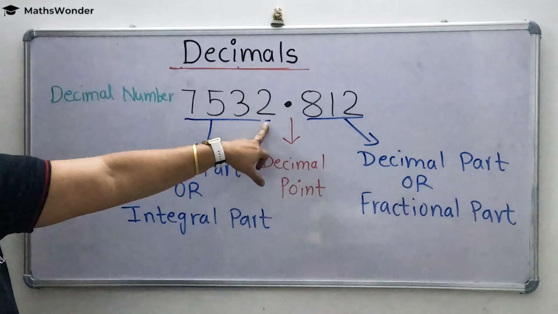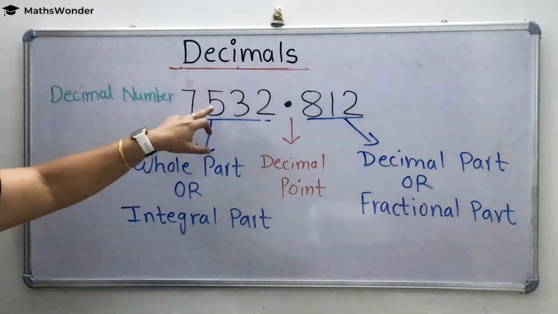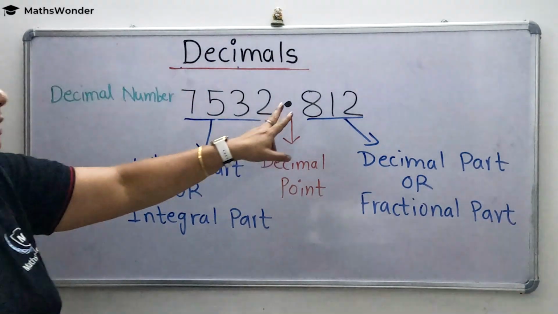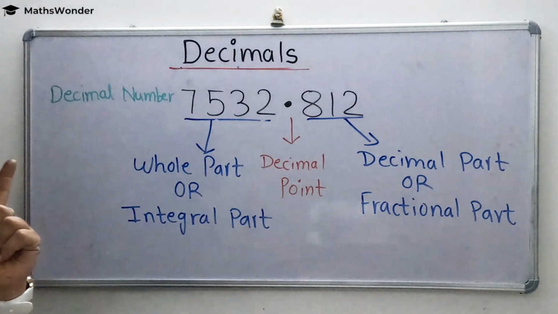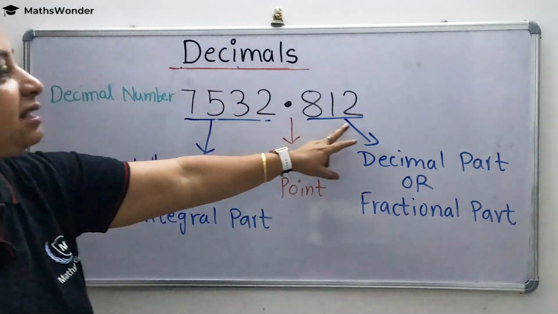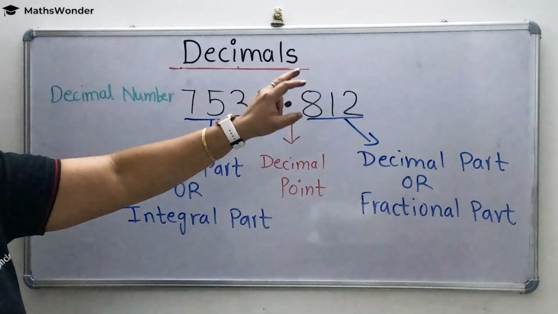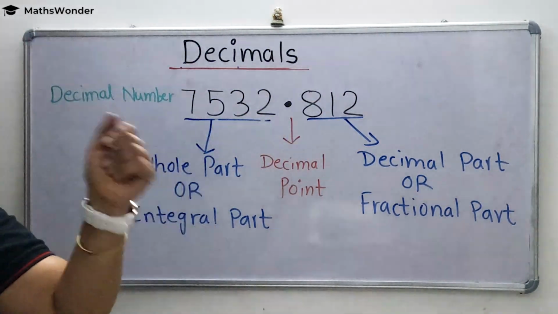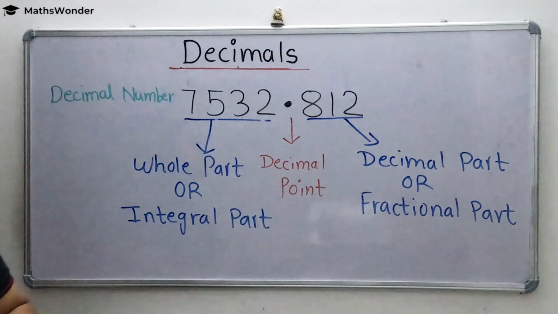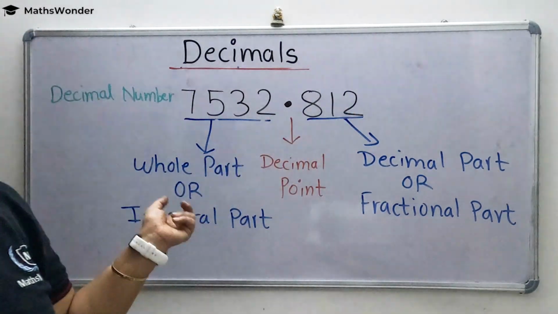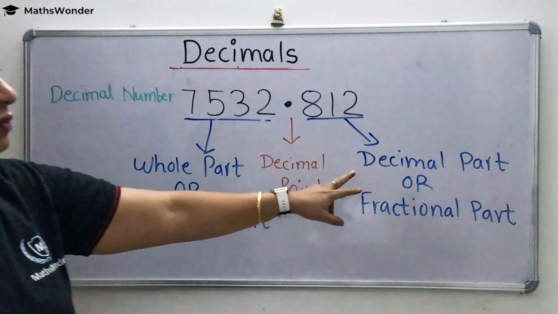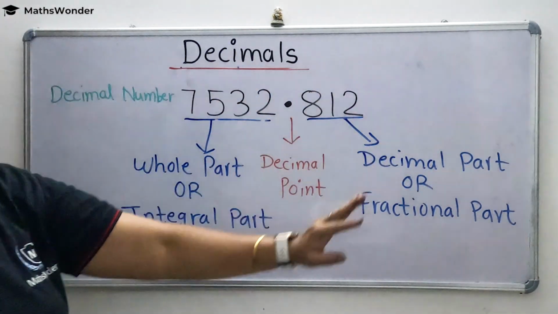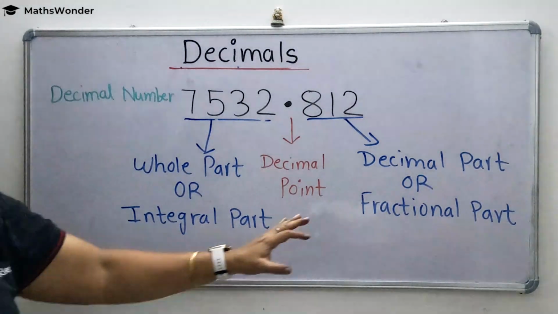2 is at the 1's place, 3 is at the 10's place, 5 is at the 100's place, 7 is at the 1000's place. But after the decimal, it is not the same place value like this. This is a different place value. We call it 8 tenths. We learned it before, right? 1 is at the hundredths place, you have to put th. 2 is at the thousandths place. There is no ones. So we call it a decimal part, because the decimal number starts from after the decimal, or fractional part.